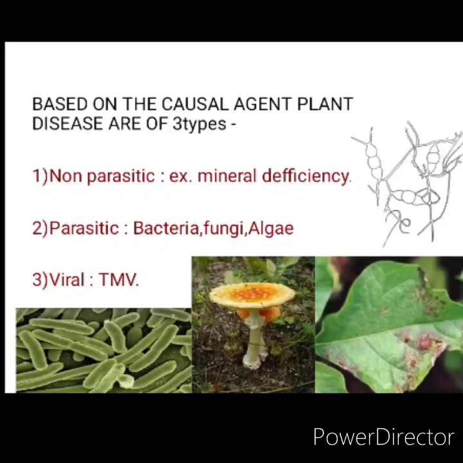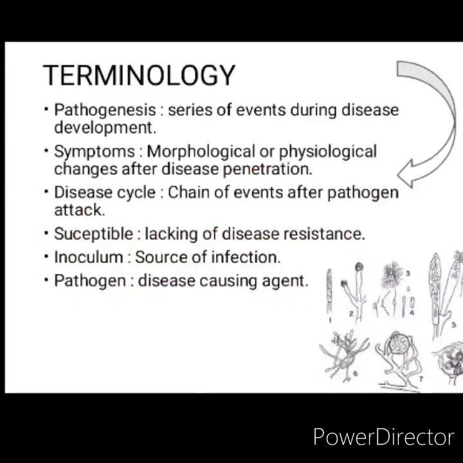The third plant disease parasite also includes the algae, but the rate of infection caused by the algae is relatively low. The third most important one is the viral disease, and we already know the first viral disease was the tobacco mosaic virus. There is certain important terminology regarding the study of plant pathology.